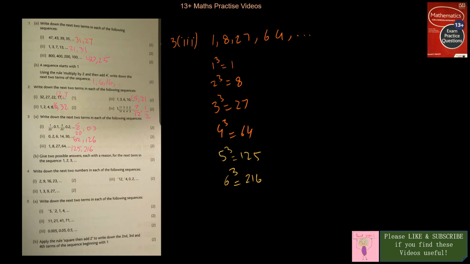This one is a cube, so each number is a cube number. 1 cube, 2 cube, 3 cube, 4 cube, 5 cube, 6 cube, you have to do. So then you get 125 and 216.